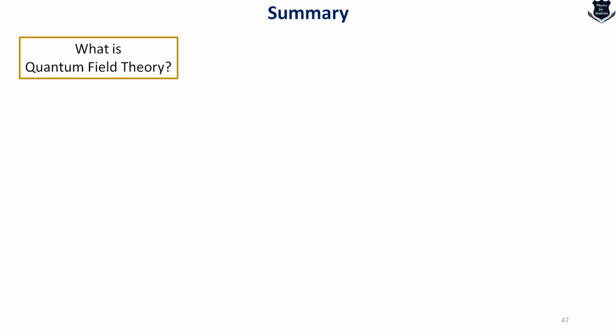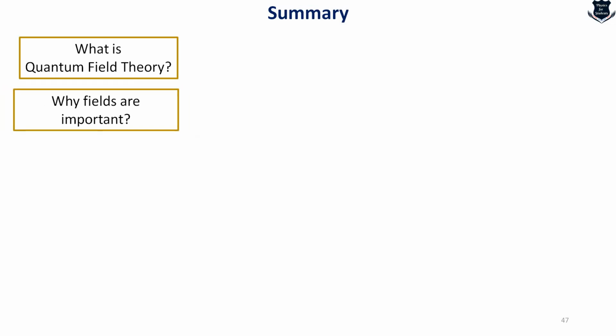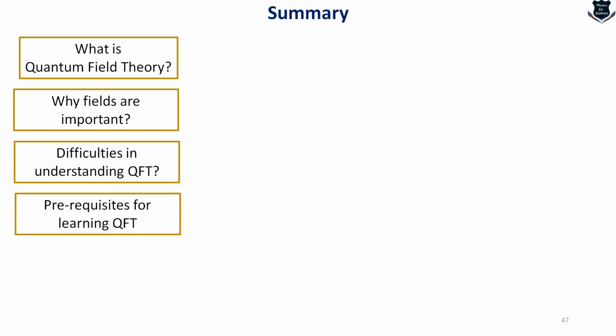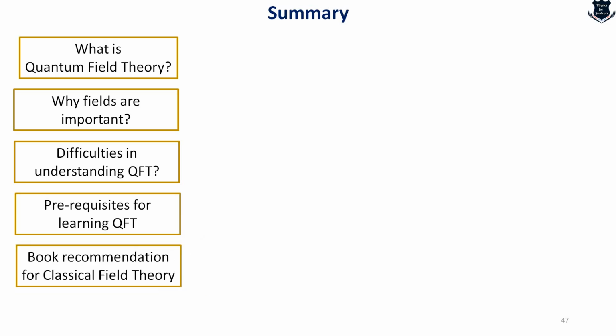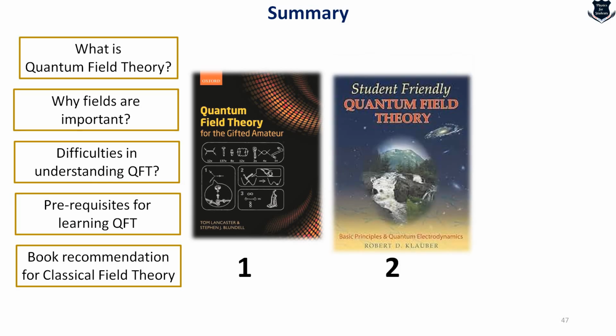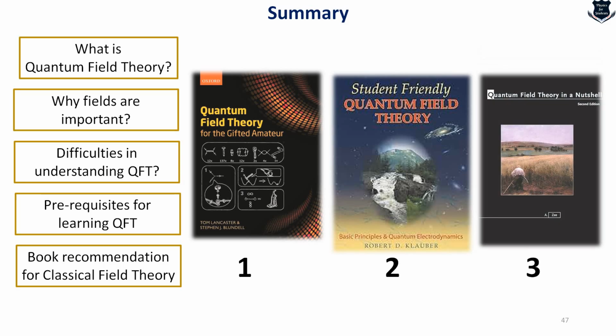So now is the time we can summarize what we have learned. We have understood what quantum field theory is, why fields are important, that means the transition from particles to fields. What are the difficulties in understanding QFT? What are the physics and mathematical prerequisites you need to know? The book recommendations which I told regarding classical field theory, Landau and Lifshitz, and the book of Professor Leonard Susskind. And here are the three books which I would recommend one by one if you're picking up. First, pick up Quantum Field Theory for the Gifted Amateur, then go for a rigorous mathematical understanding with Student-Friendly Quantum Field Theory, and then the third, for a very advanced and intuitive understanding, Professor A. Zee's Quantum Field Theory in a Nutshell.